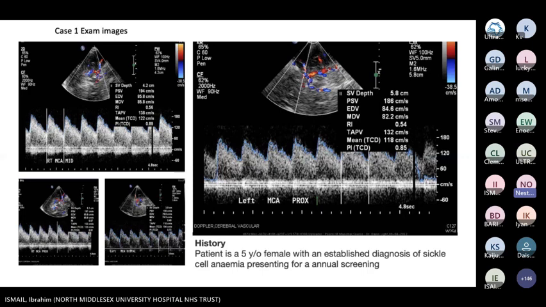I think it is normal because we are not using the peak systolic velocity, but we are using the mean. On the right, it is saying 122, then the left one is saying 118 centimeters per second. That's why I think it is normal, because the normal is below 170 centimeters per second. Thank you very much, Nesta.